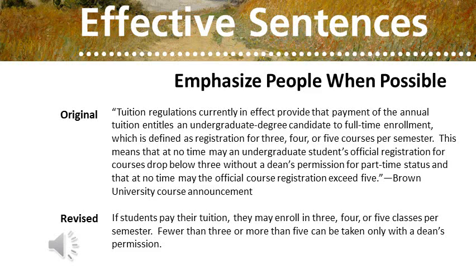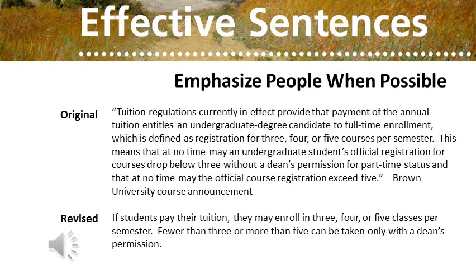This means that at no time may an undergraduate student's official registration for courses drop below 3 without a dean's permission for part-time status, and that at no time may the official course registration exceed 5. Well, the problem here is that what the writer should be writing about is the student. He's the person involved here. She's the person involved here.